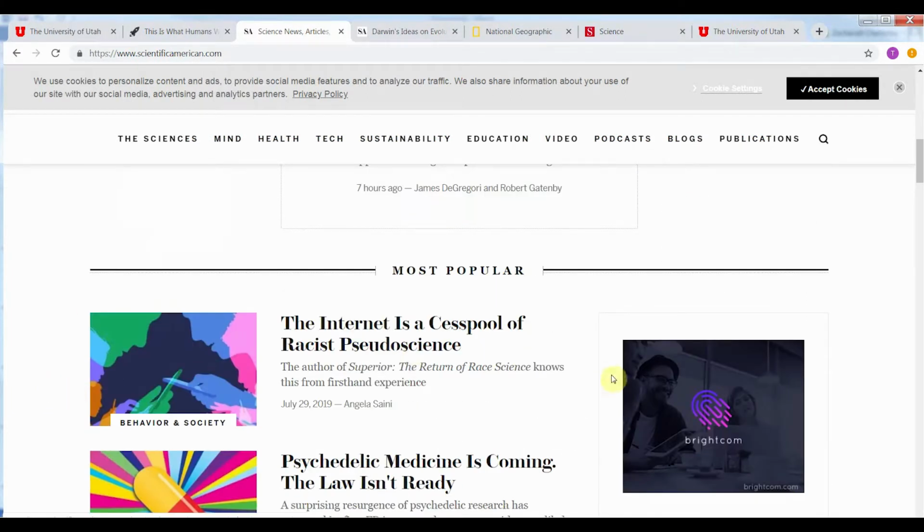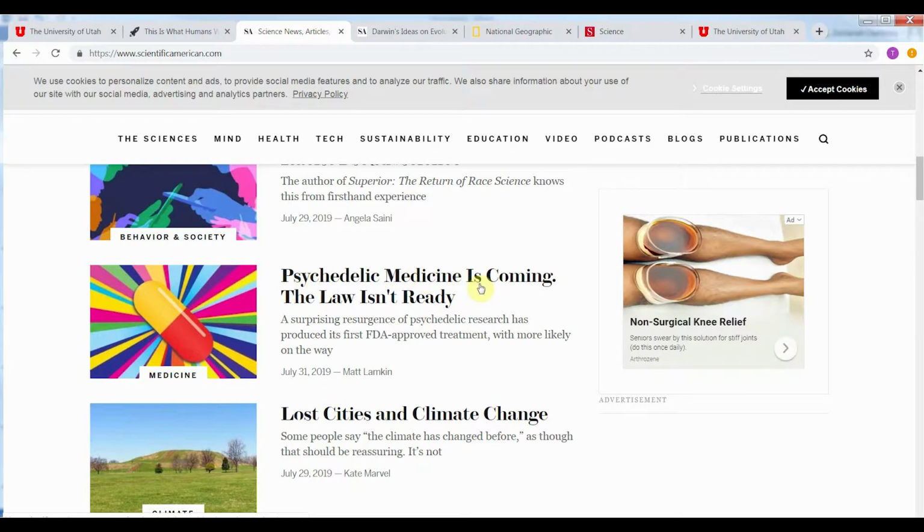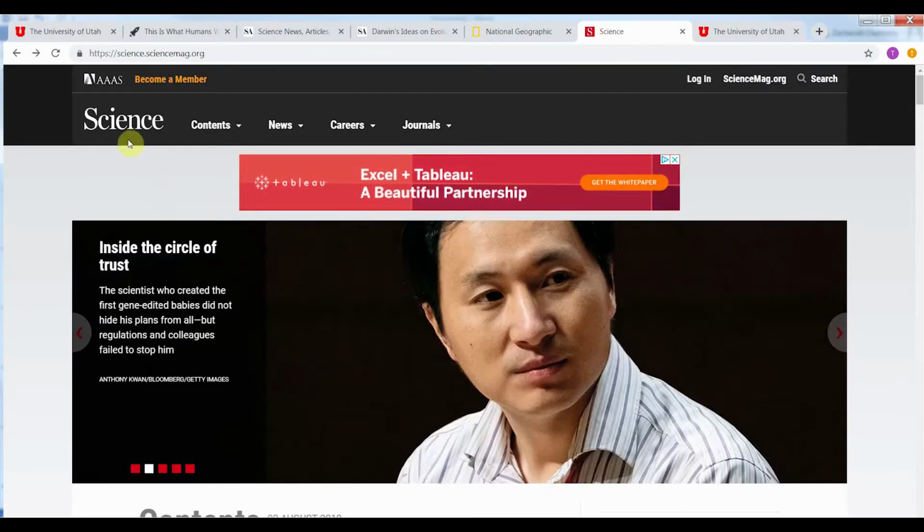If we go back to Scientific American and look at some of the other stuff, "The internet is a cesspool of racist pseudoscience," which I am sure is true in certain corners of the internet. The point is that they're often trying to get these headlines and these stories that will grab your attention and will get shares. That is slightly different from this publication. This is Science Magazine.